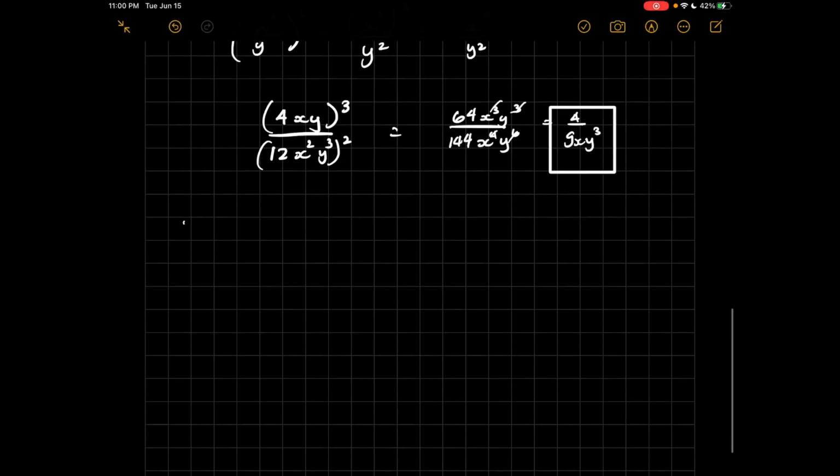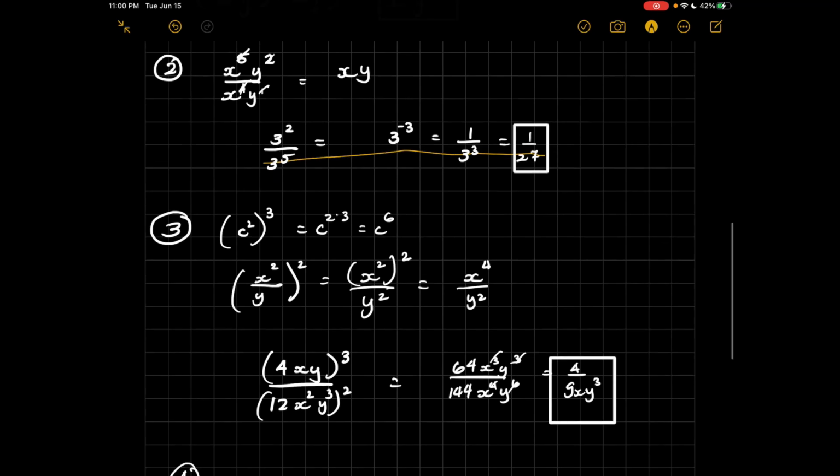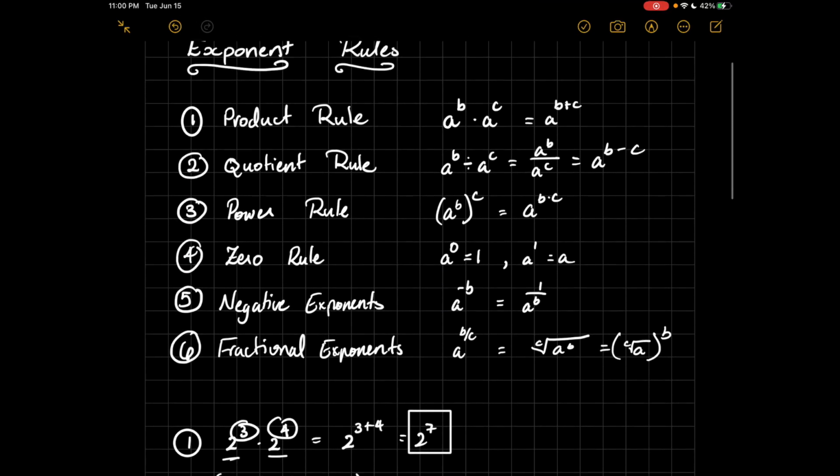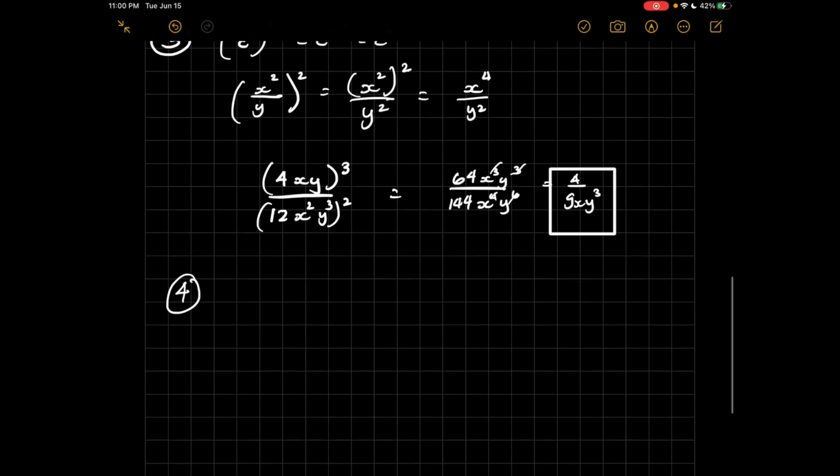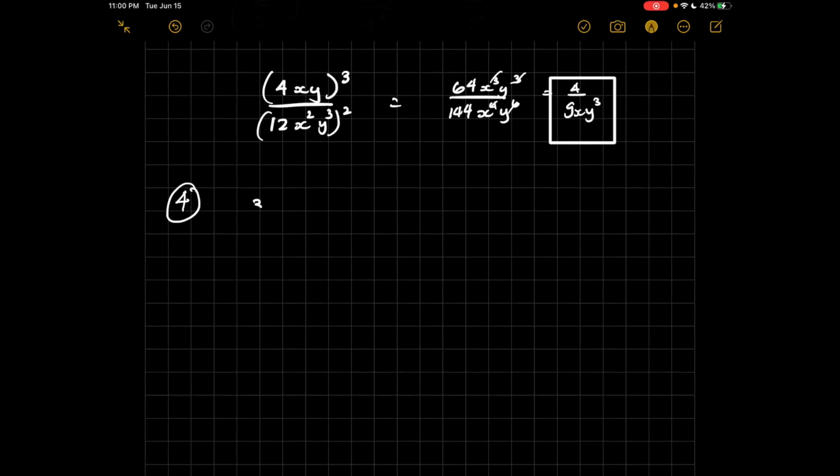All right, the fourth rule encompasses just the 0 rule itself. Any number, whether that be 36 to the power of 0, you're going to be getting 1. Now, the only exception to this rule is the fact that 0 to the power of any number, 0 to the power of a, should always equal 0. The only exception to both of these rules is 0 to the power of 0.